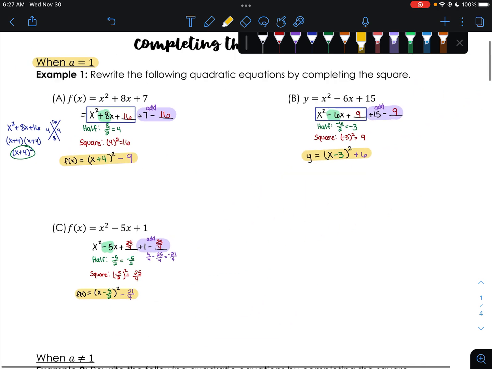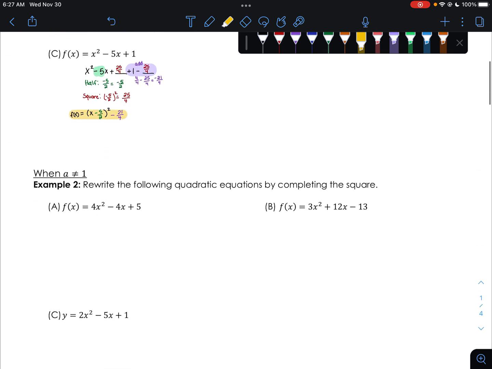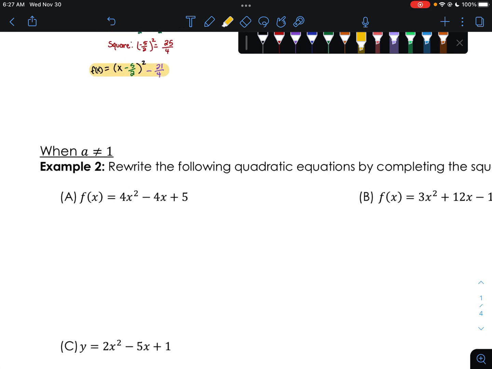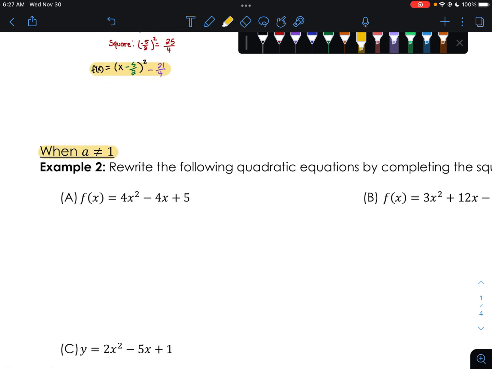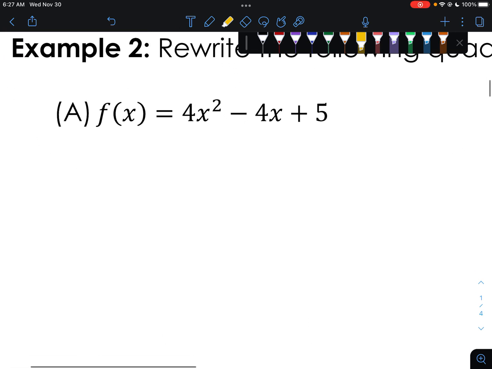Okay, so that was example 1 where all of our A's were 1. Now in example 2, the A's are not going to be 1, which adds a couple additional steps. Okay, so this is when A is not 1. So if we look at this, we have f of x equals 4x squared minus 4x plus 5. We still start by adding in our spaces. So plus space after the minus 4x, plus 5 minus space.